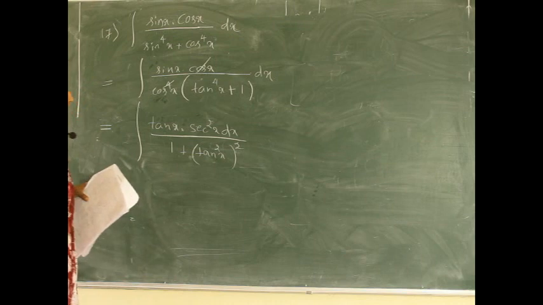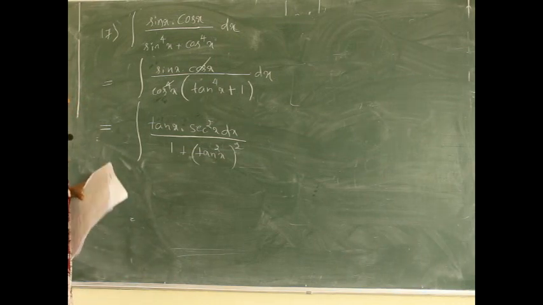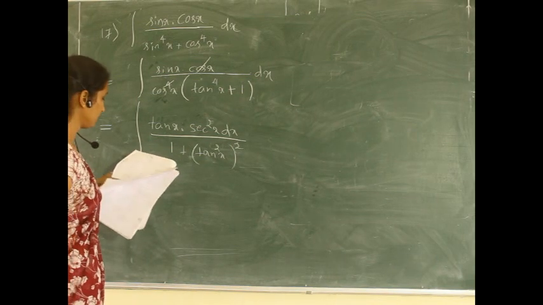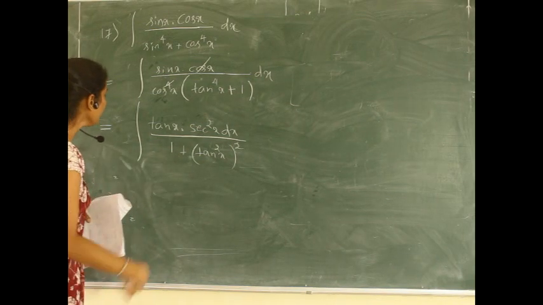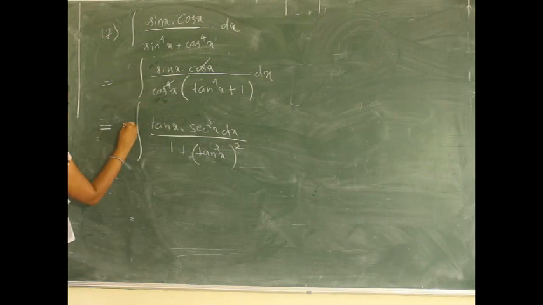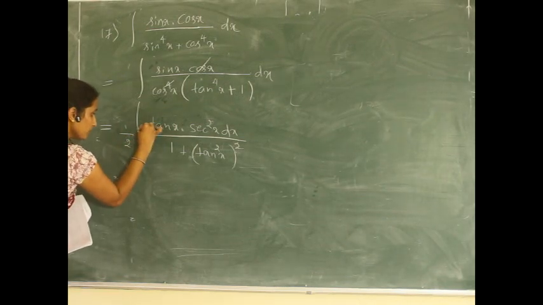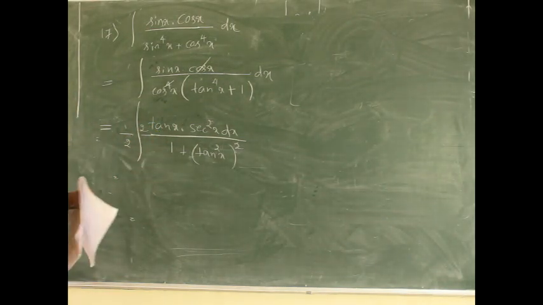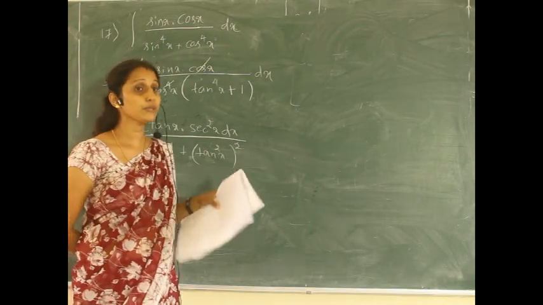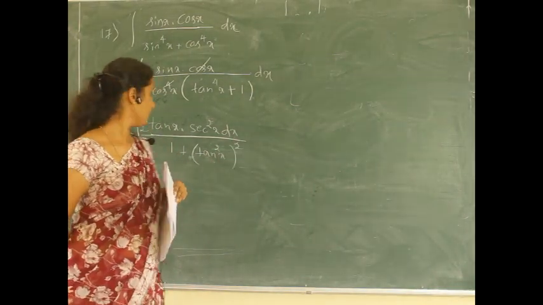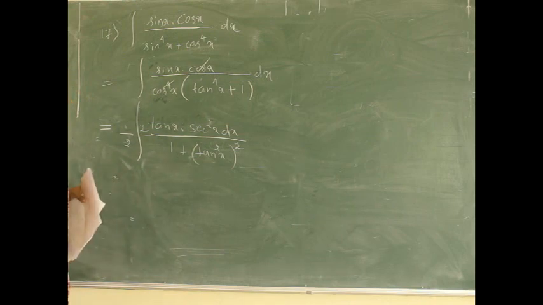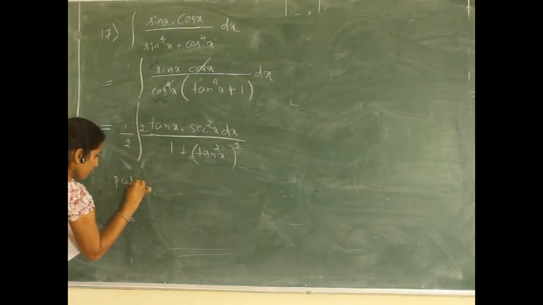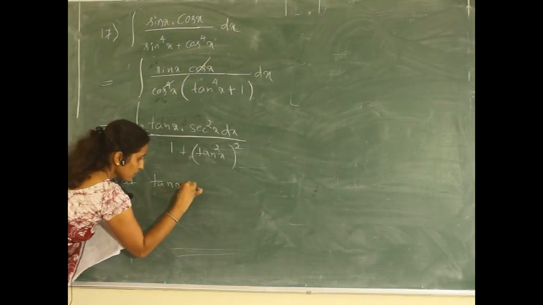Now how do we simplify this? I'll multiply and divide by 2, so this becomes 1 by 2 into 2, because it is multiplied and divided only to simplify the terms. So what we get is 2 tan x into secant square x divided by 1 plus tan square x whole square. Then I'll put tan x equal to t.